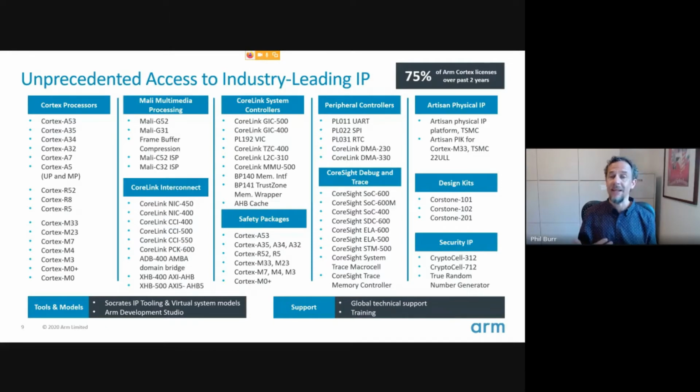For people who are creating products that are used in safety applications, we have technology that helps customers get safety certification. We have debug and trace, the physical IP, and we have design kits that make it easy for people to create their systems. And we continue to add products to the package. So we've added things like safety packages earlier this year. We've added ISPs earlier this year as well. And then that's all built on tools, the training and support that I mentioned.